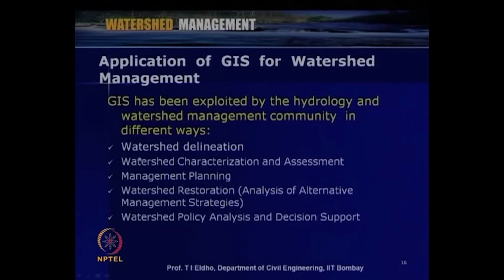Then we can use GIS for watershed characterization and assessment. Then GIS can be used for watershed management and planning. Then watershed restoration, like analysis of alternative management strategies, we can develop and check within the GIS platform. Then we can also use GIS for developing watershed policy and analyzing it, and then we can generate a decision support system which the decision makers can utilize to see which is the best alternative. That way, a large number of applications are there for GIS as far as watershed management is concerned. Let us look into various types of this application in detail in the next few slides.